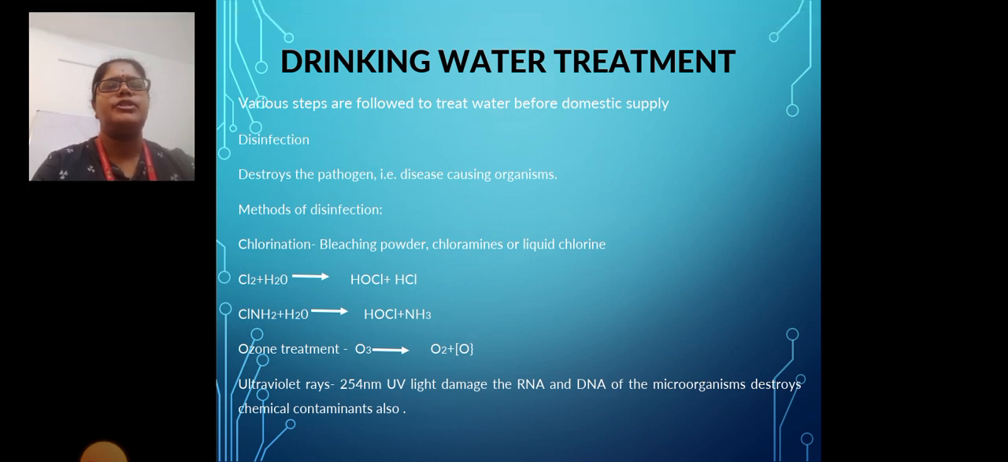Next is the disinfection. Disinfection destroys the pathogens, that is disease causing organisms. So you have different methods of disinfection like chlorination, ozone treatment, ultraviolet rays treatment. In the chlorination, bleaching powder, chloramine or liquid chlorine is used. Chlorine with water gives hypochlorous acid plus hydrochloric acid.